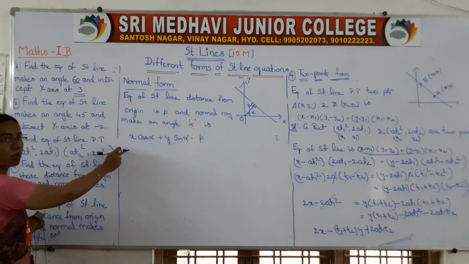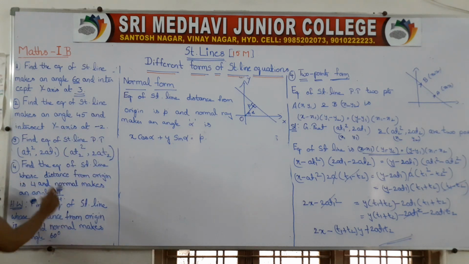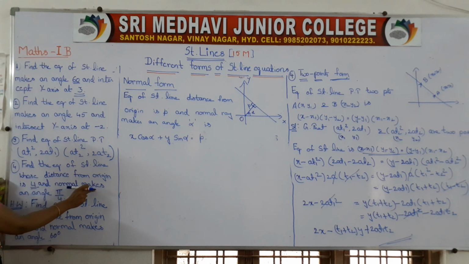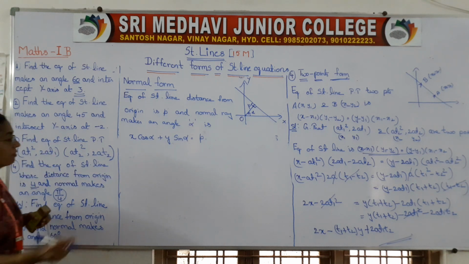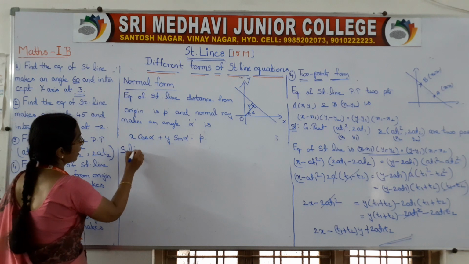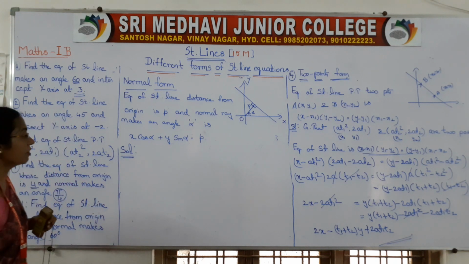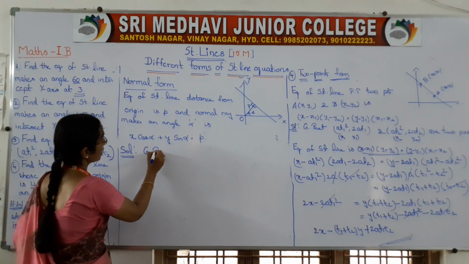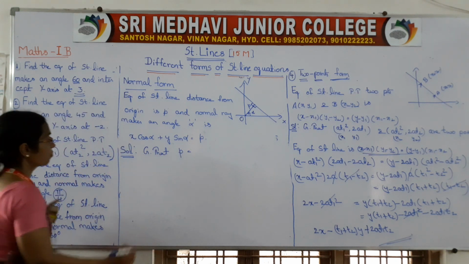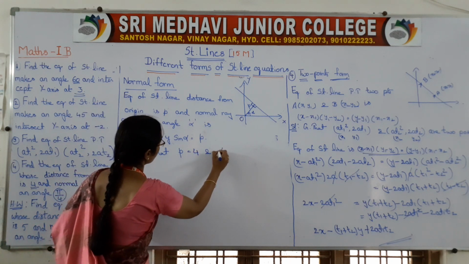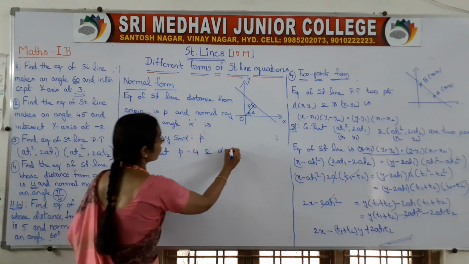Now we will solve one problem based on this formula. Find the equation of the straight line whose distance from origin is 4, the P value is given to you, and the normal makes an angle pi by 4. That means alpha is given to you. So come on, take the solution. What is the given information? Given that P is equal to 4 and alpha is equal to pi by 4.